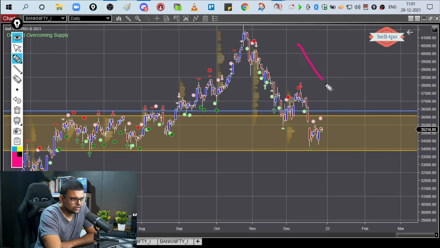Since the current context is of a down move, P shapes will be good to reposition ourselves with the trend, the current downtrend. And B shapes, if they are forming at a place where they are breaking out of a small range, then again they are very useful. So let us see if anything of that sort is happening.